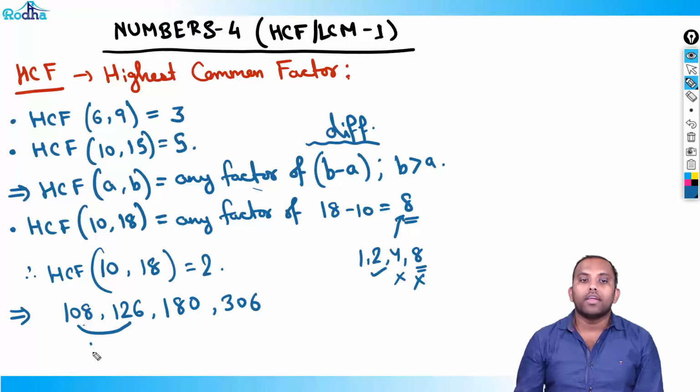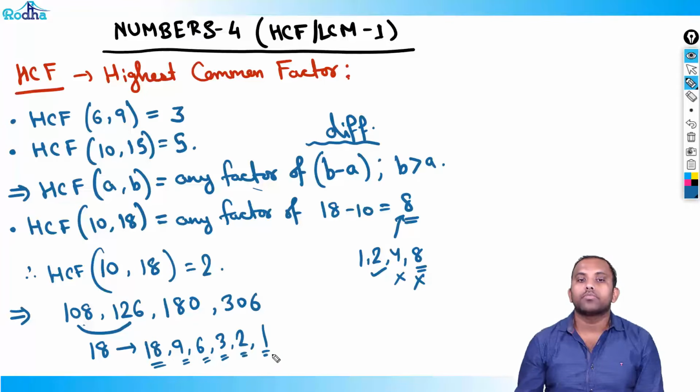What is the difference here? 18. So any factor of 18 has to be the HCF, right? What are the factors of 18? 18, 9, 6, 3, 2 and 1. So HCF is for sure among these six numbers only, right? So going by the definition of HCF, HCF of A comma B is any factor of B minus A.